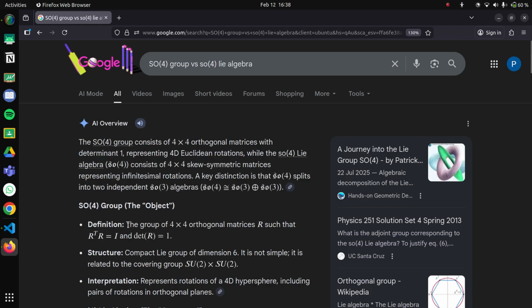This is the problem. The SO4 Lie algebra is just so different from the SO4 group, right? Because here you have determinant 1, there you have determinant 0. This makes no sense, does it? Wait a second, what? No. Wait.